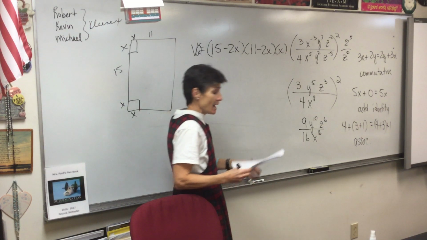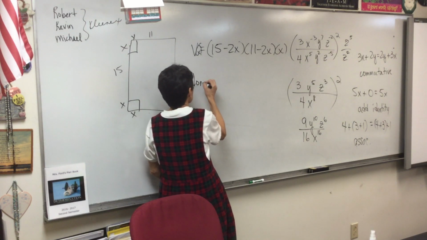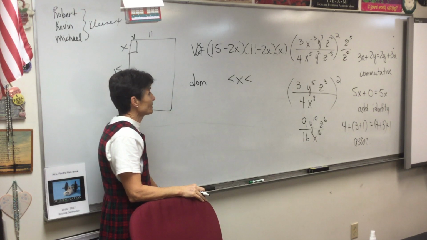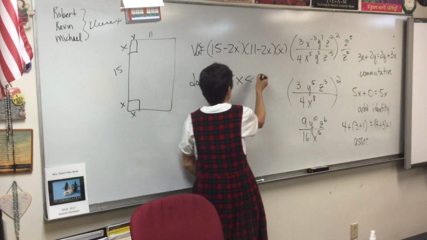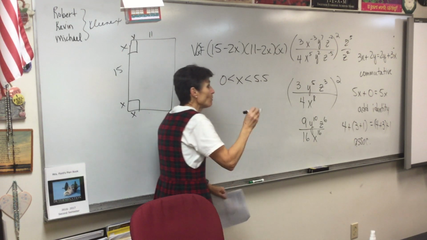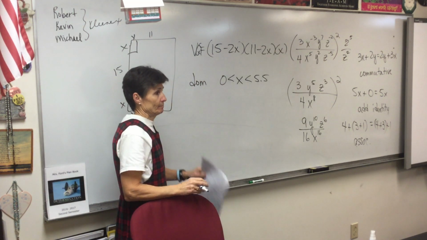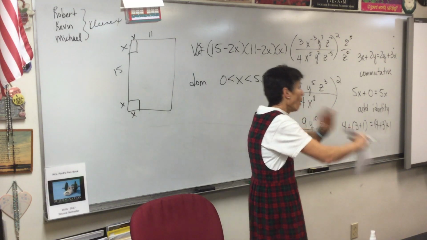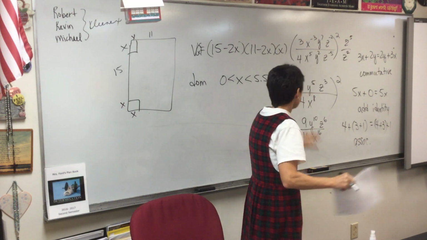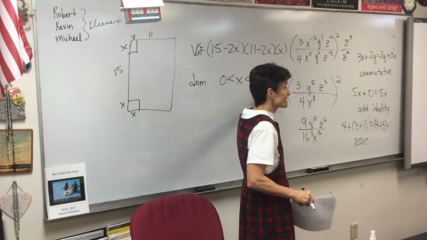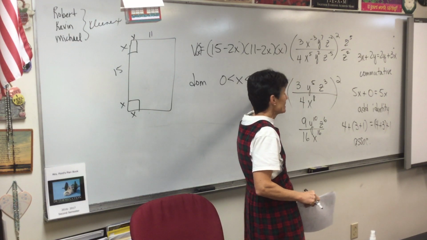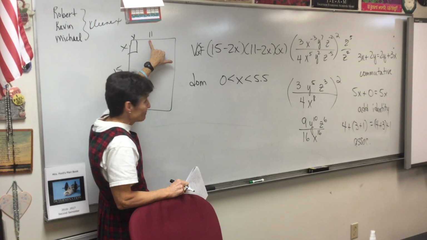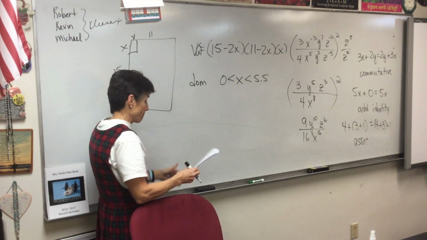All right? Now, what's the domain? This is the part where you say x is between what and what? 0 and 5.5. How does Hugh know that? You take half the smallest dimension. Kids, it's always the same. That's a 0, and that's half the smallest dimension. Your smallest dimension is 11. Half of 11 is 5.5.